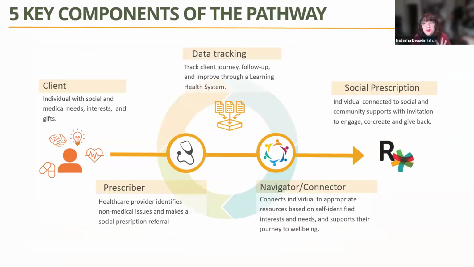And just to give a couple examples of what social prescribing might look like, it might be a connection to physical activity, food security, it might be access to the internet, it might be bus tickets, it might be income security, could be arts and culture, nature-based activities, and social connection, just to give a few examples. And so at the Alliance, these are the 5 key components of a social prescribing pathway.